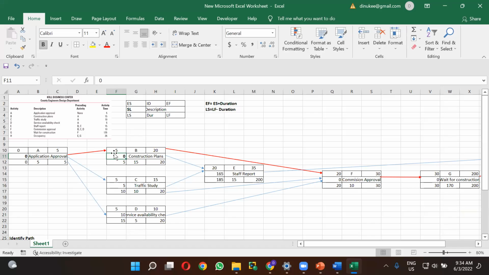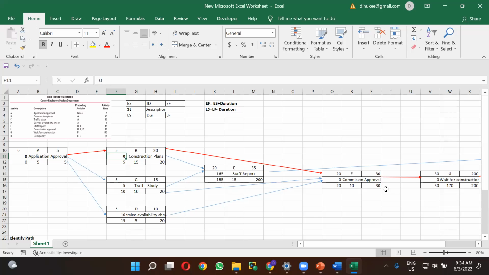So I have already colored in red. You can just connect this. If you see the C activity and D activity, both have 5 and 10 slack. Therefore, the C and D activities are not critical activities, right? And if you see the E activity, it has 165, so it is also not a critical activity.